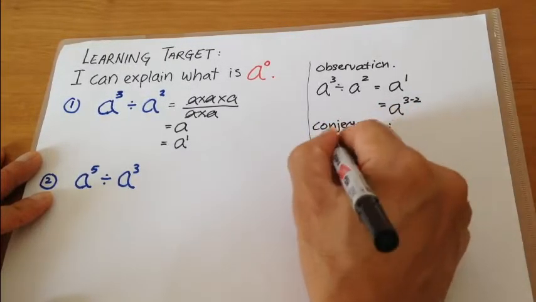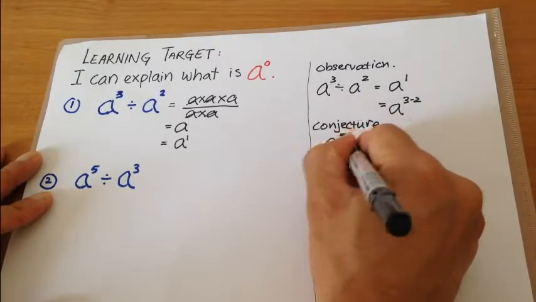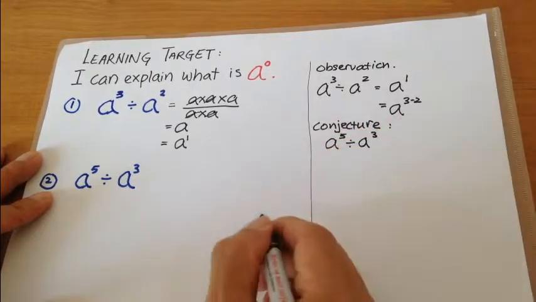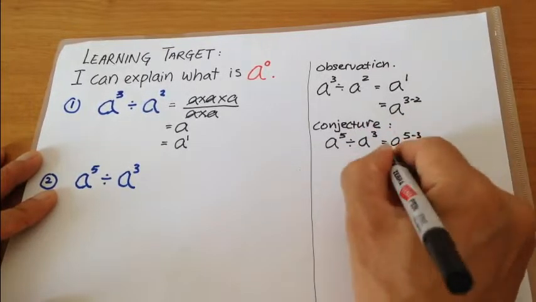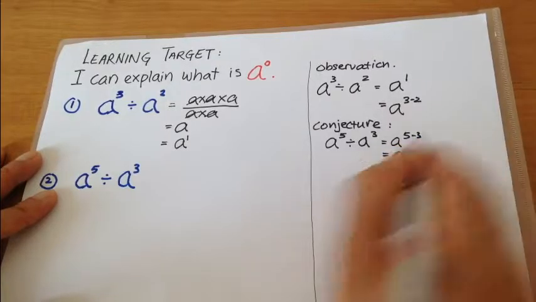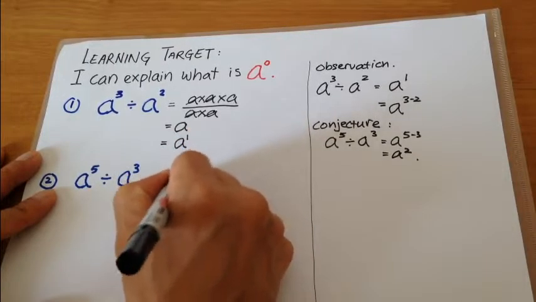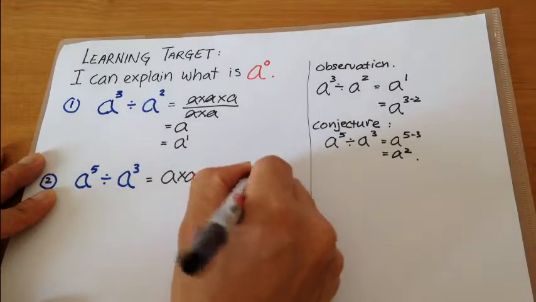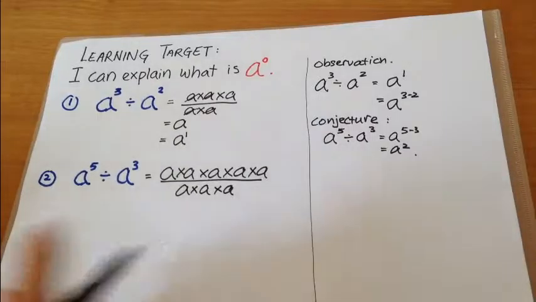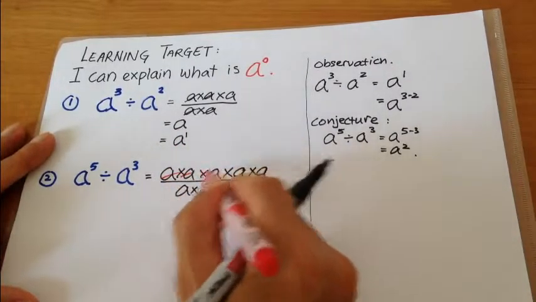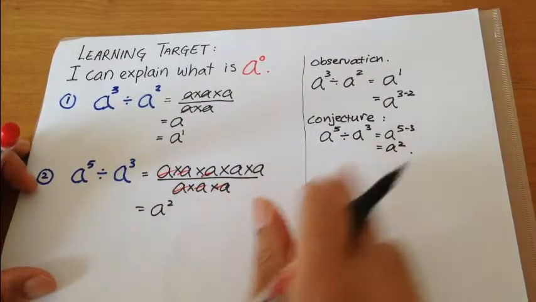guess that if I have a to the power of 5, let's say, divided by a to the power of 3, then the answer should be about index 5 minus 3, or a to the power of 2. That's my guess. Well, let's try it out. A to the power of 5 is a times a times a times a times a, 5 times, divided by a cubed, a times itself 3 times. And by cancellation, you will see that the answer is just a squared. That's exactly what we have.